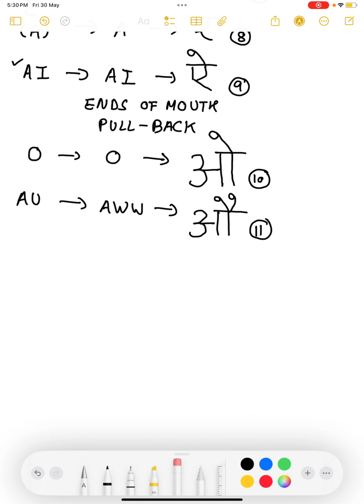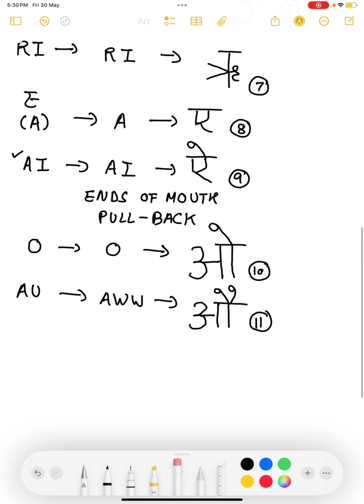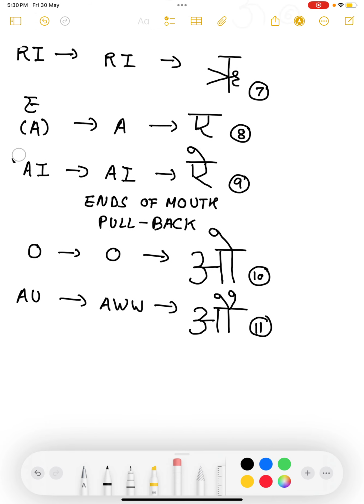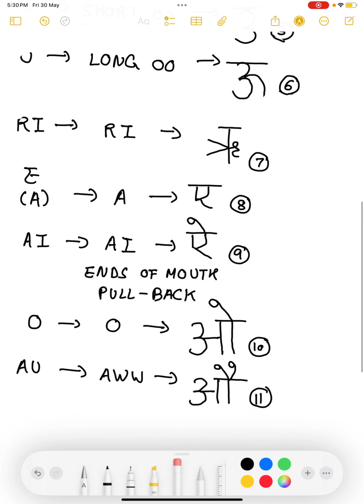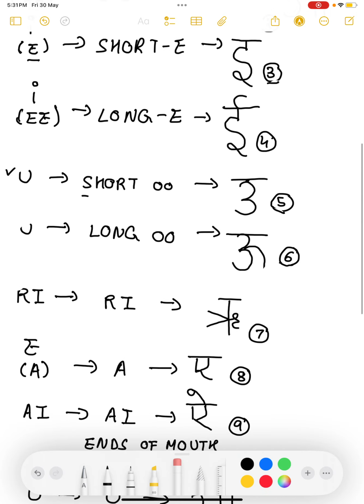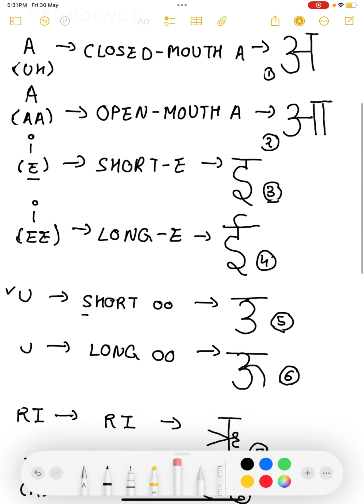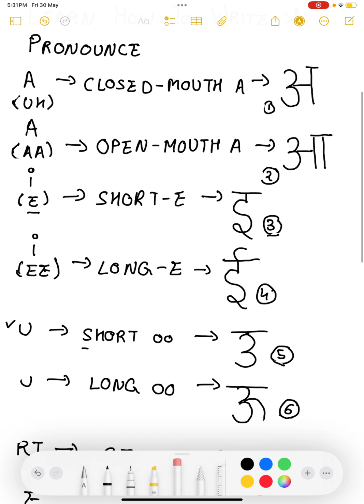Okay, so these are all your vowels. Now we'll read them in a pattern so that it's easier for you to remember them. You can read along with me now. We'll read all of them together. I'll go slowly so that you can also repeat with me.